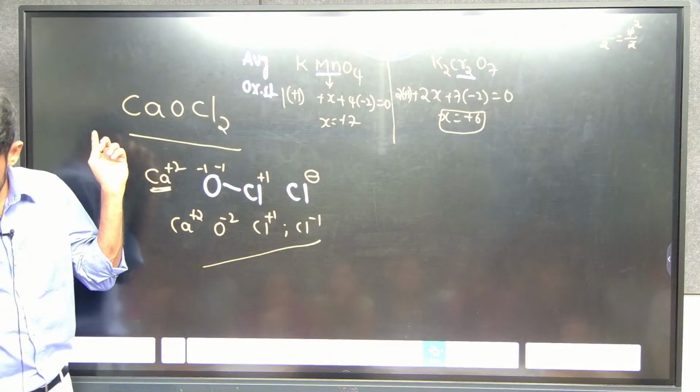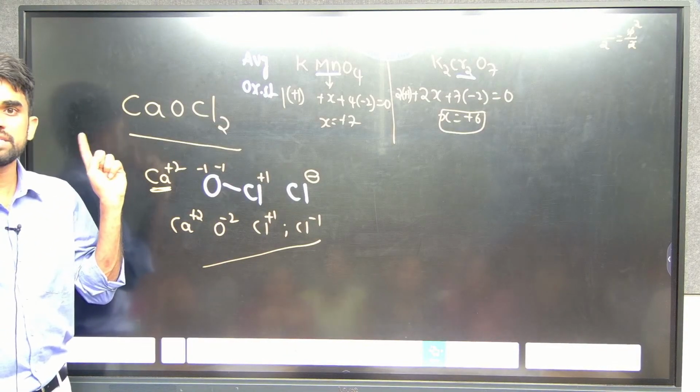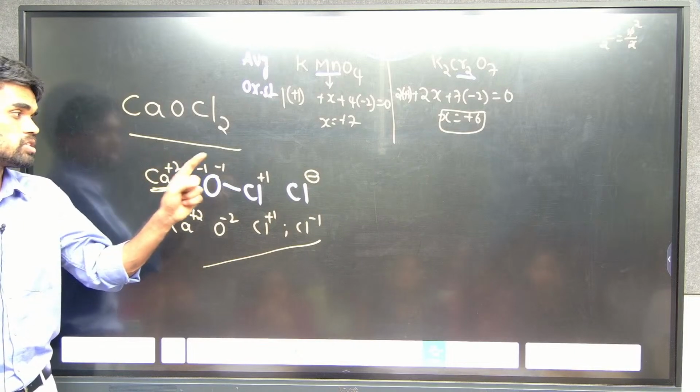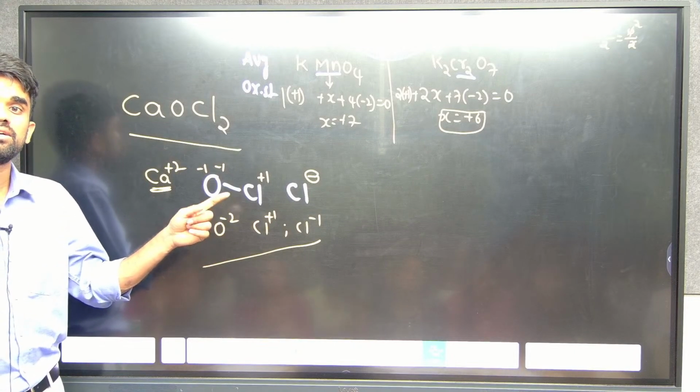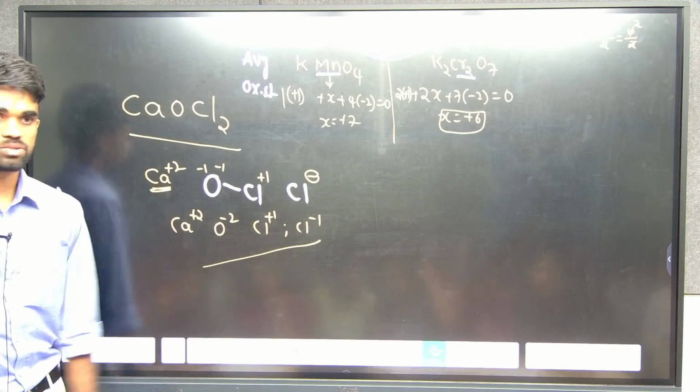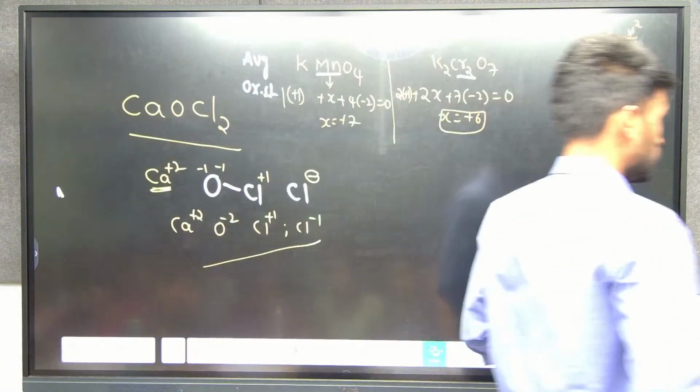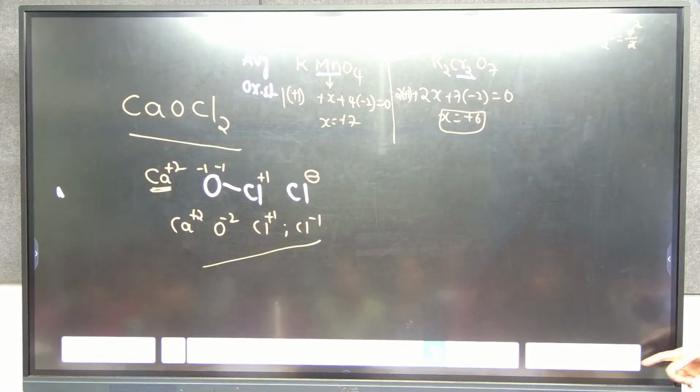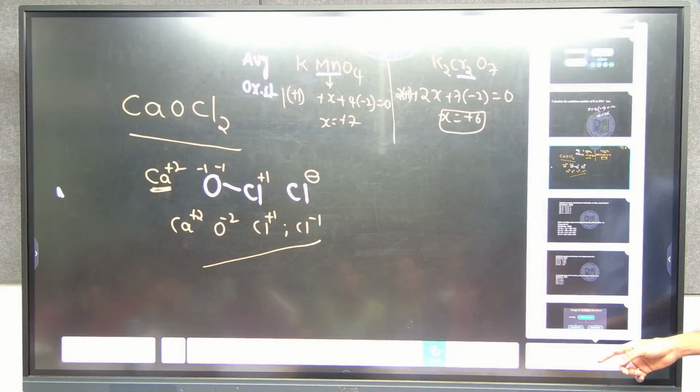What is the formula of bleaching powder? CaOCl2. And what are the oxidation states of chlorines there? +1 and -1. Fine. Done?